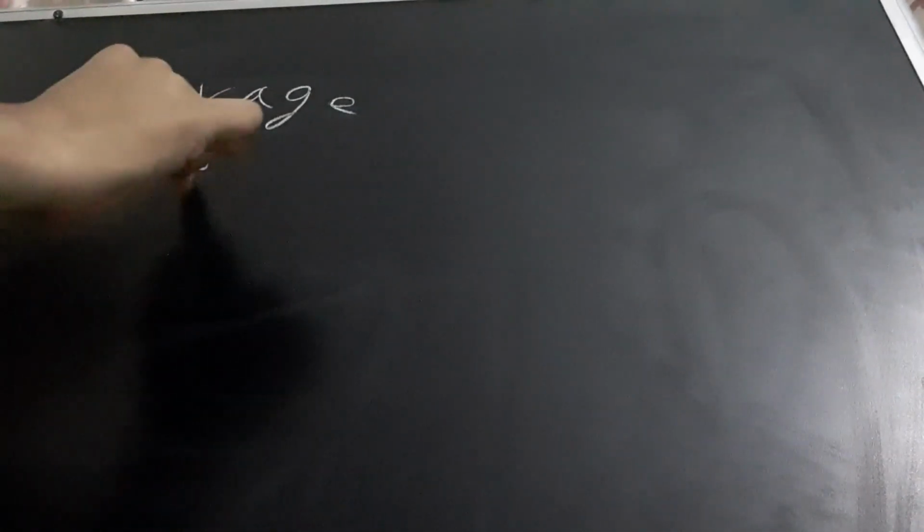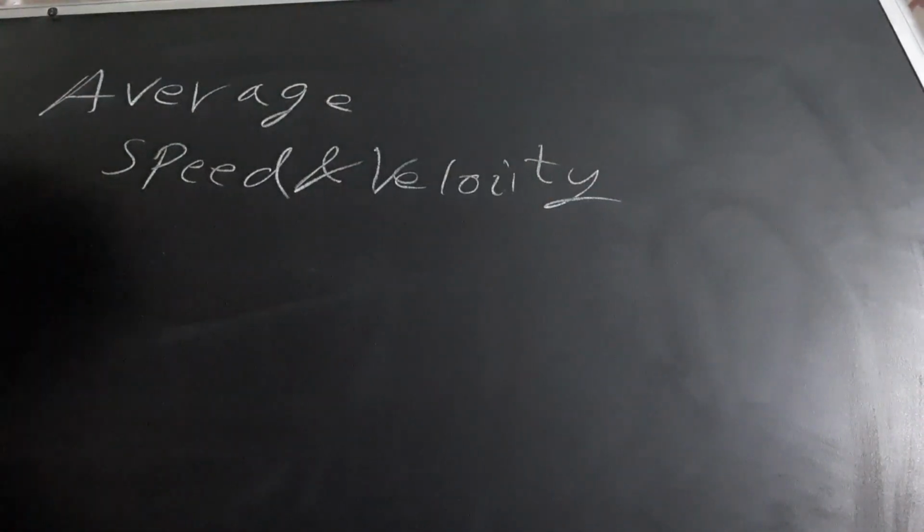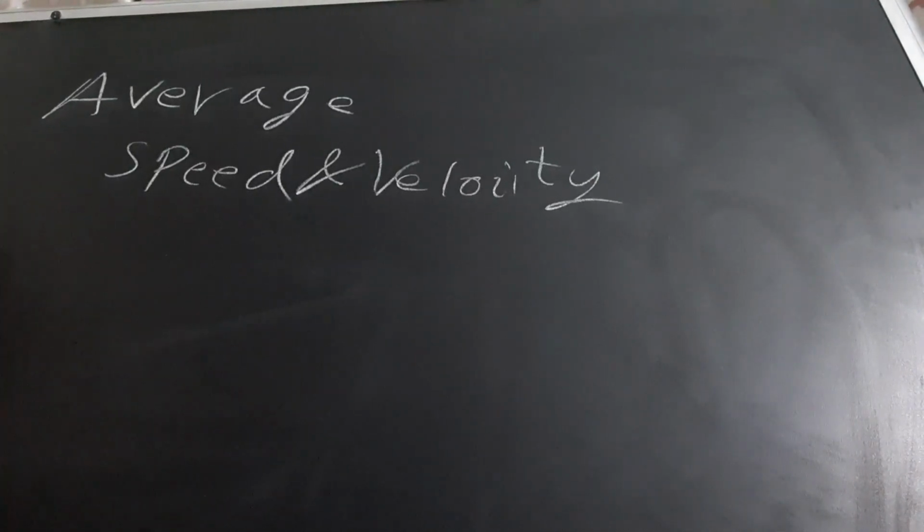Welcome everyone to this Kinematics classical mechanics course, and today we'll be dealing with average speed and velocity. So let's get started. We have studied two physical quantities: distance and displacement.